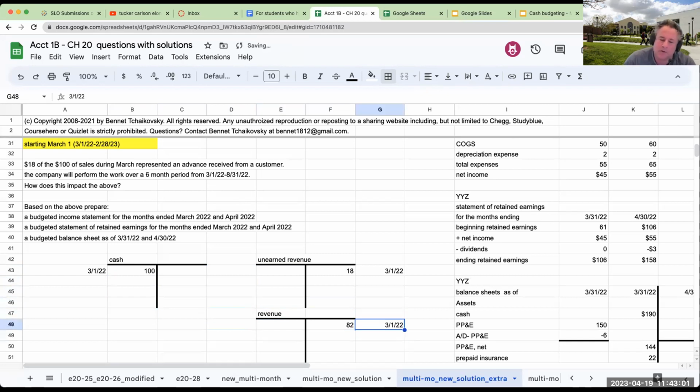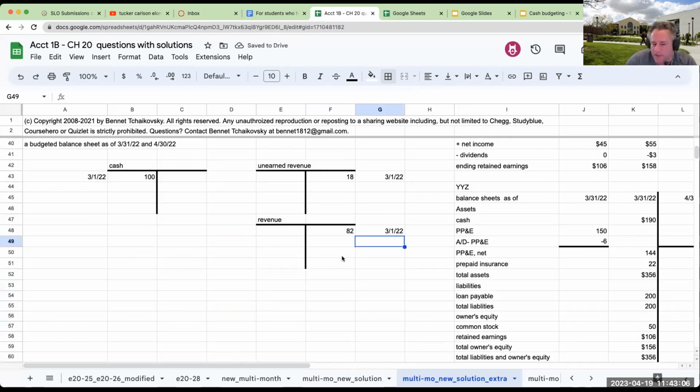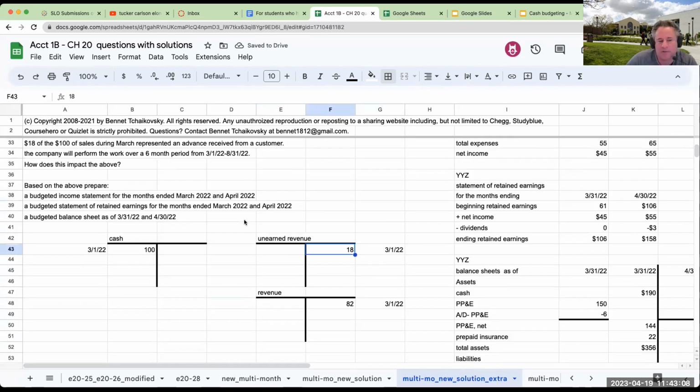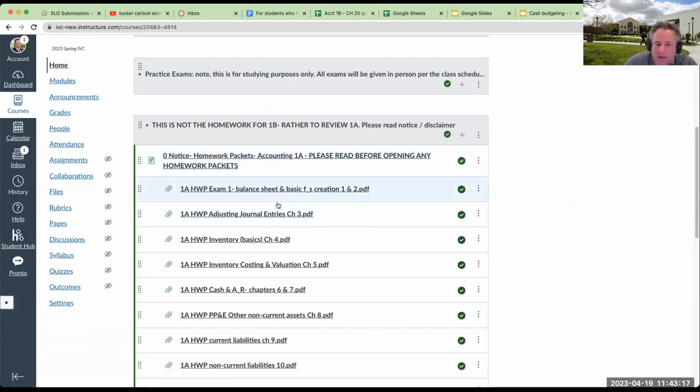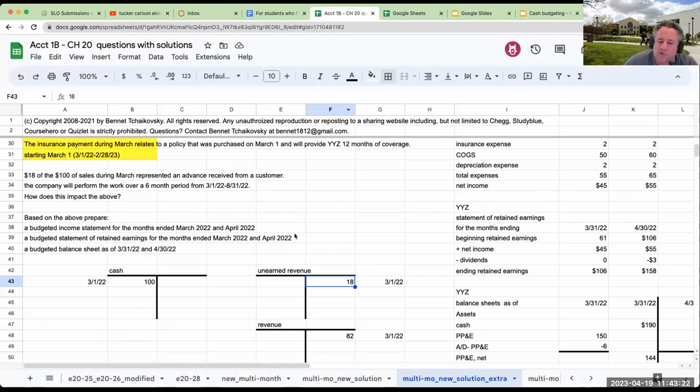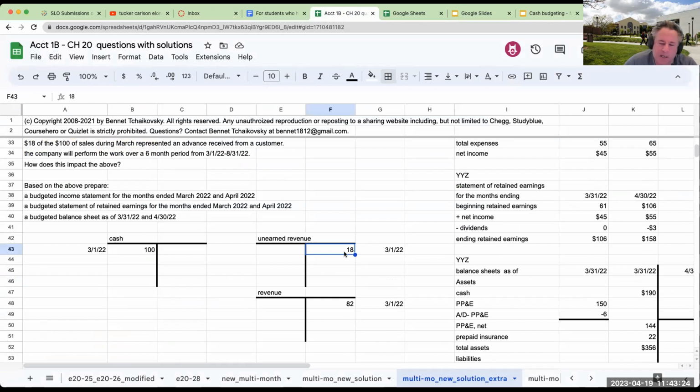We'll just say March 2022. Now, when I look at this particular question, this is where it becomes really important. What type of account is unearned revenue? It is a liability. If this doesn't make sense, you need to go back and look at this homework packet in particular. So this 18 was originally recorded as unearned revenue, but how do we account for it? Let's take a look over here.